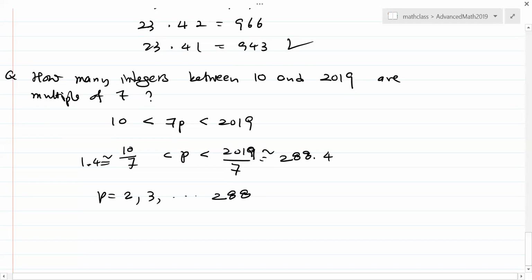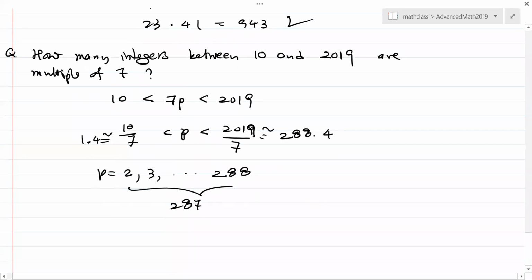If you have this many choices for p, then how many total choices are there, right? From 2 to 288, there are 287 numbers. Yes. 287 choices for p.